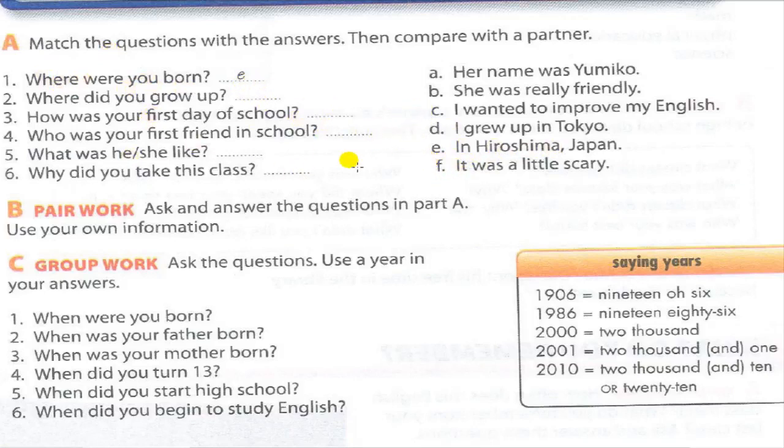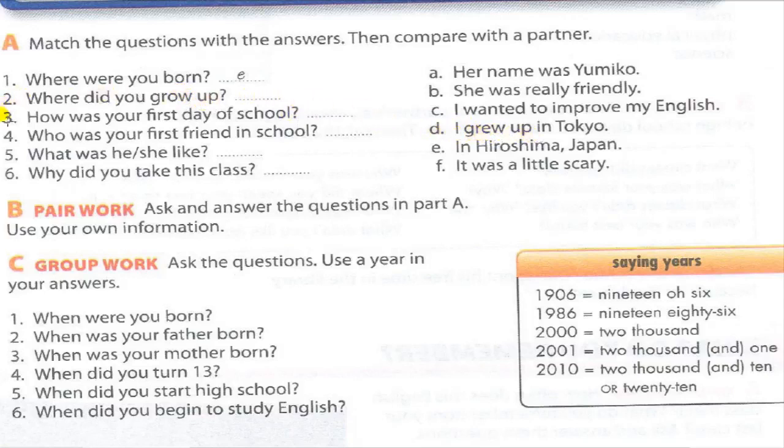1 minute, try to answer. 2. Where did you grow up? Number 2, D. I grew up in Tokyo. Where? Tokyo. Grew up, infinitive here, question. Grew up, the past.